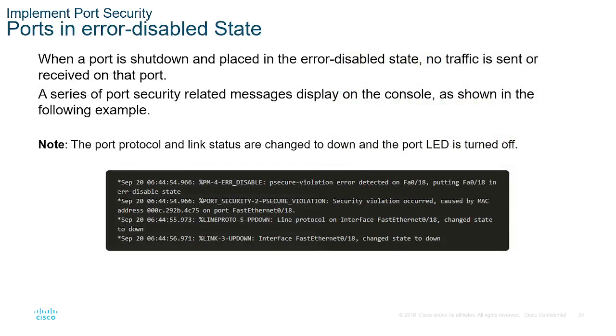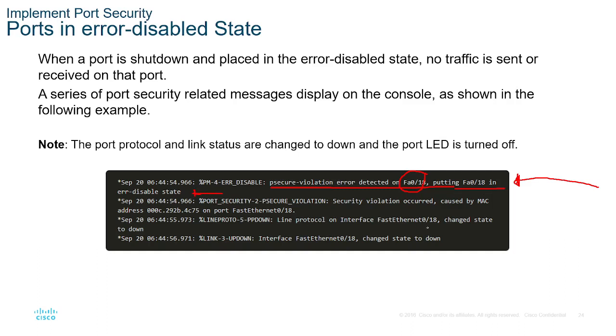So ports in error disabled state: when a port is shut down and placed in the error disabled state, no traffic is sent or received on that port. A series of port security related messages display on the console. Ayan. Makikita natin that when someone is trying to connect on the port, makikita natin yung error logs. Ayan. Secure violation error detected on port. It means they're trying to access port 18 or FastEthernet 0/18, putting F0/18 in disabled state.